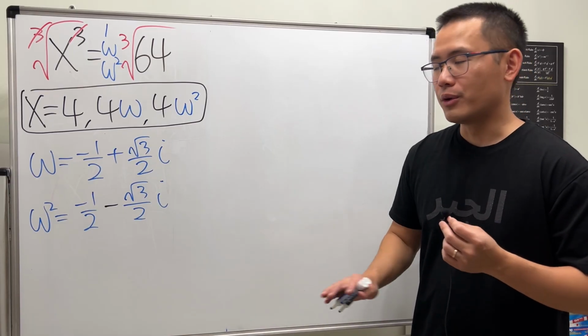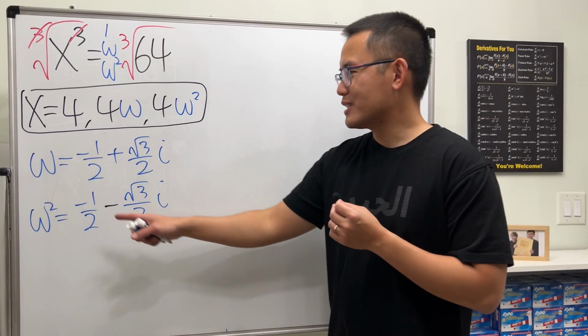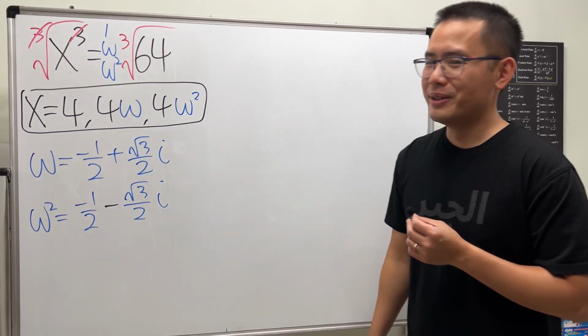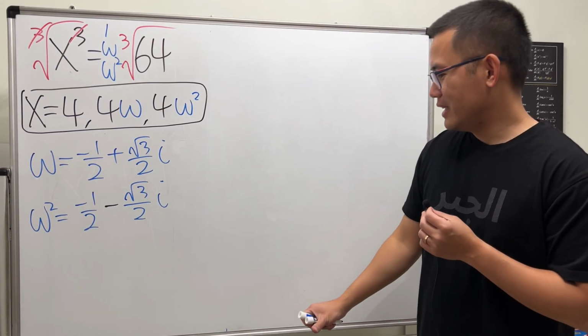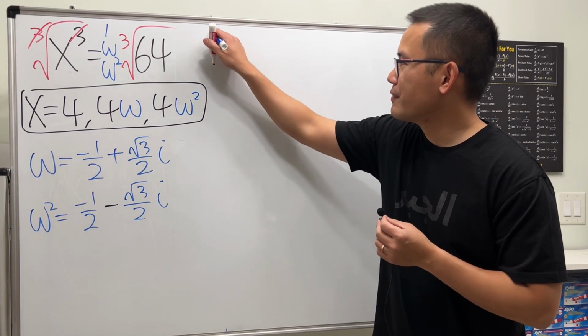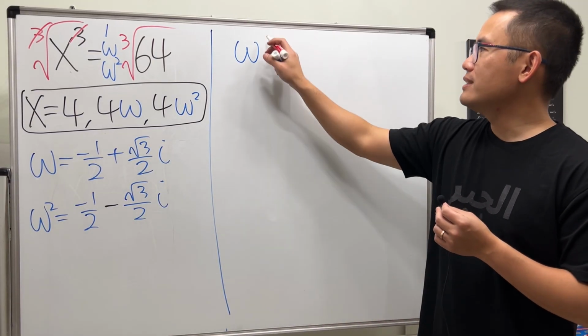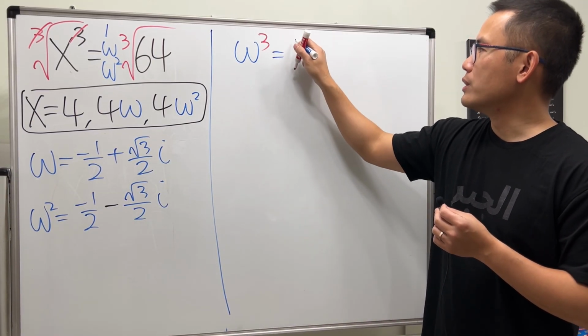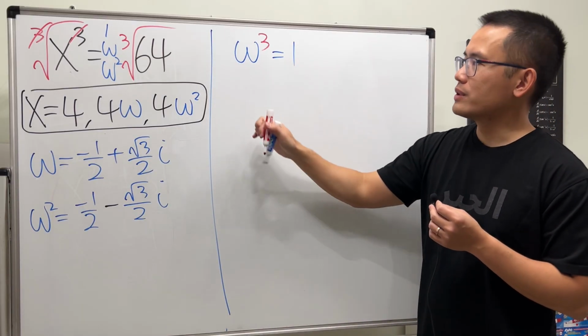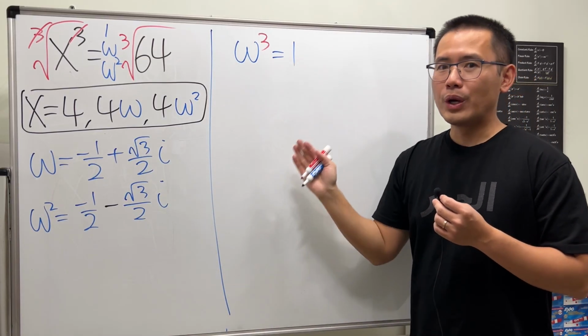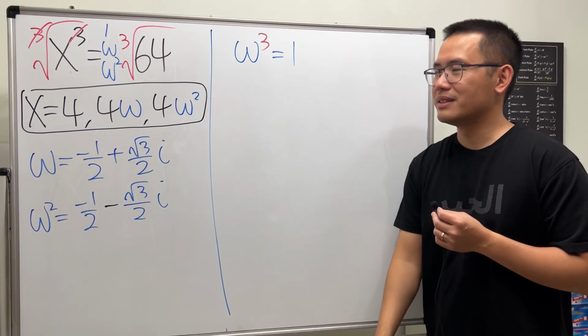Yeah, so that's it. No, of course this is not it. I will have to explain how we ended up with the omega, right? So let's go ahead and do this on the side real quick. Omega is defined to be, if you raise that to the third power, you will end up with 1. And of course, 1 to the third power is 1. So we're looking for the complex solutions for this.